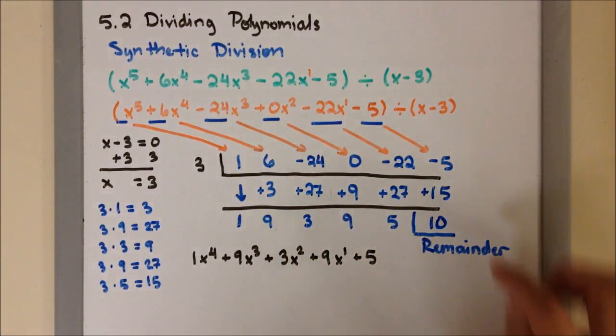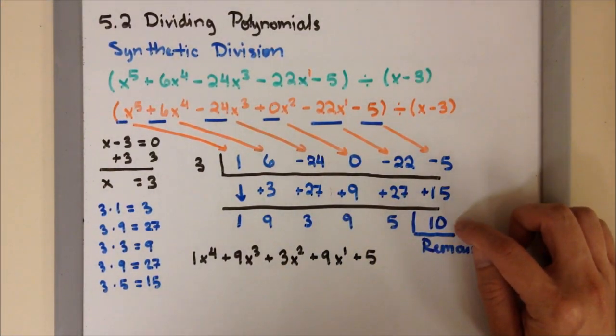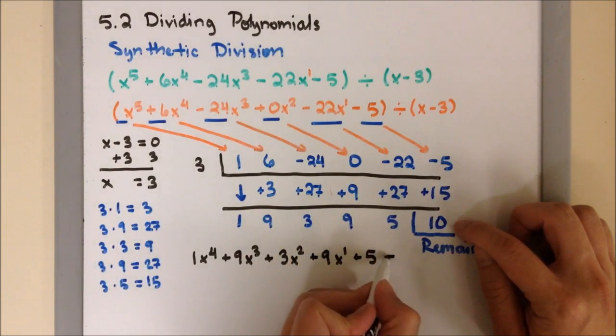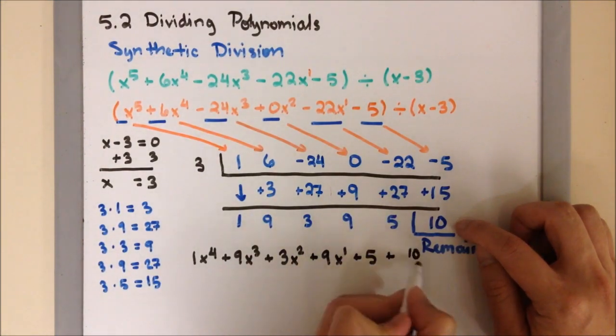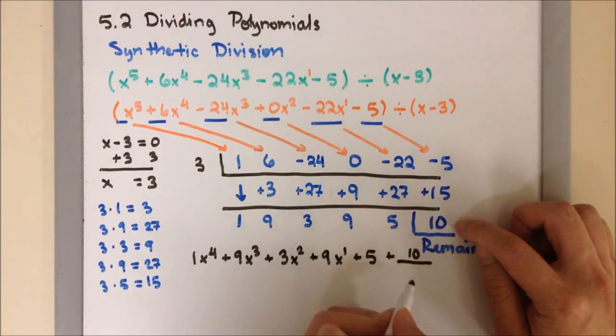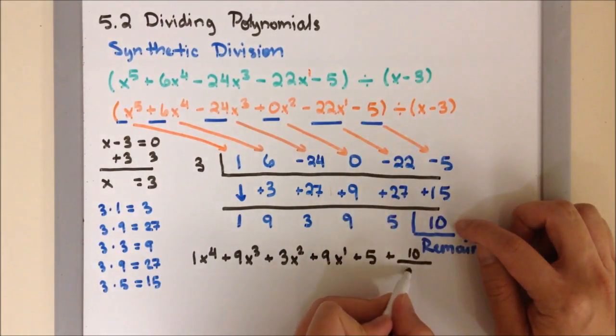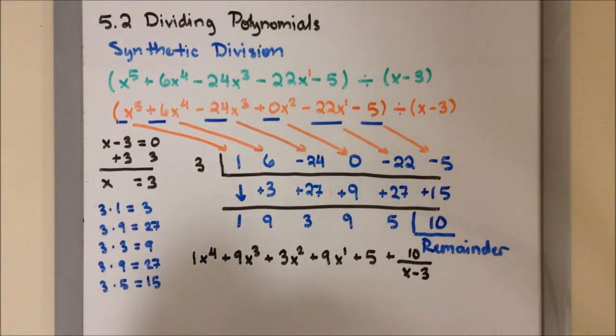Alright, we're almost done. The remainder, we have to include that. Since it's positive, I'm going to write plus, put it on top of the fraction, and then the denominator will be our divisor, x minus 3. So that is your final answer.